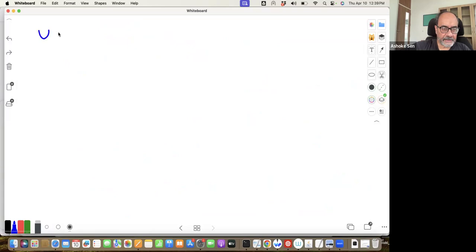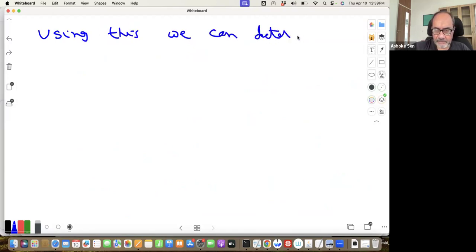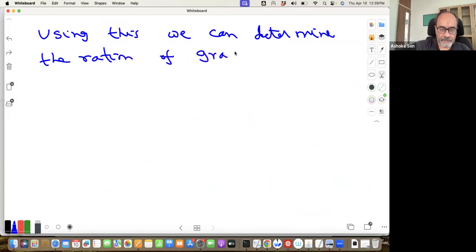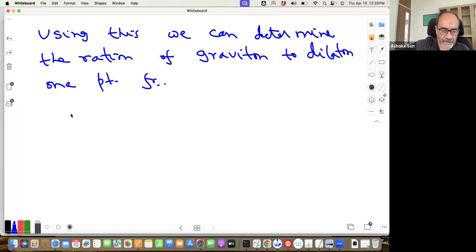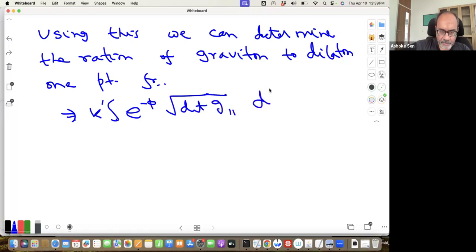So using this, we can determine the ratio of graviton to dilaton one-point function. And that essentially again leads to the same kind of action, e to the minus phi square root of determinant G parallel, d p plus 1 x.